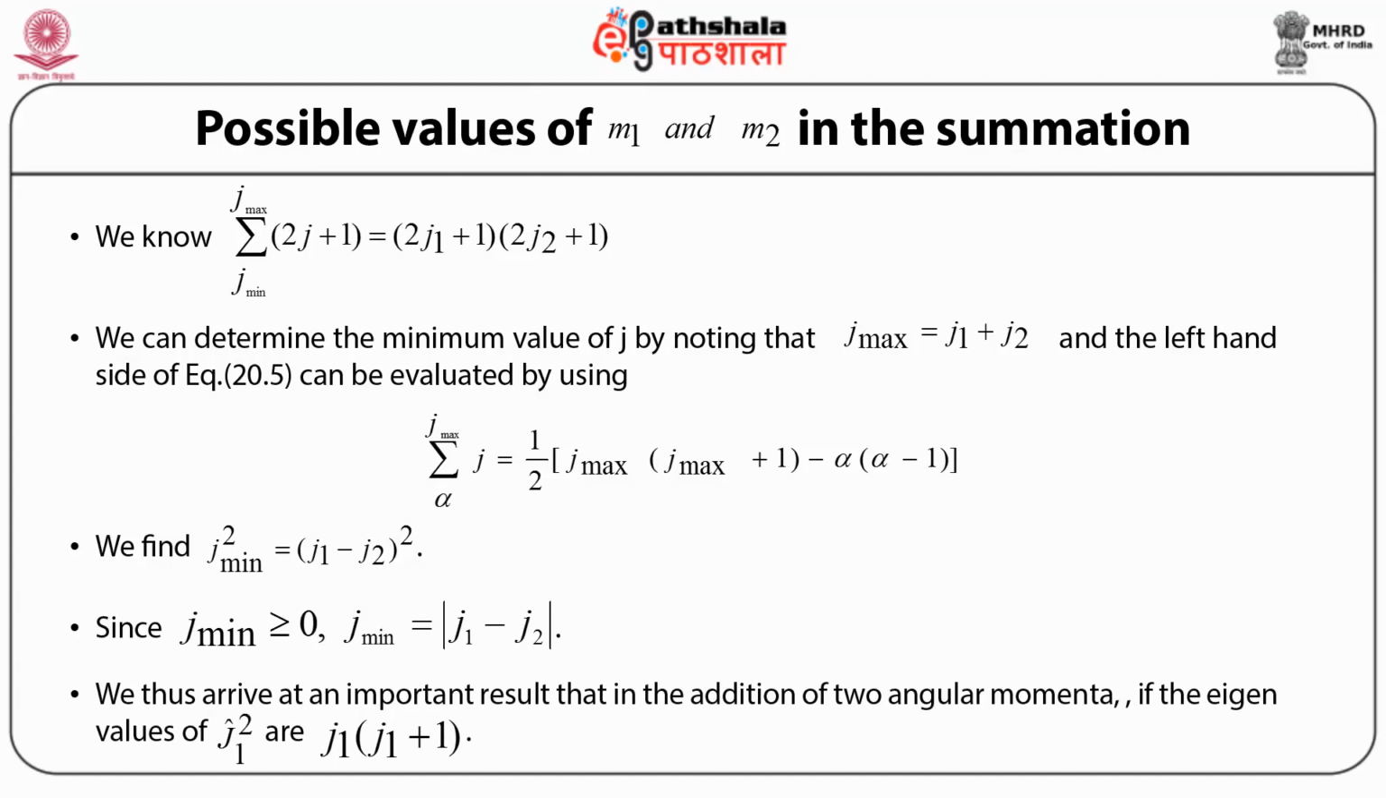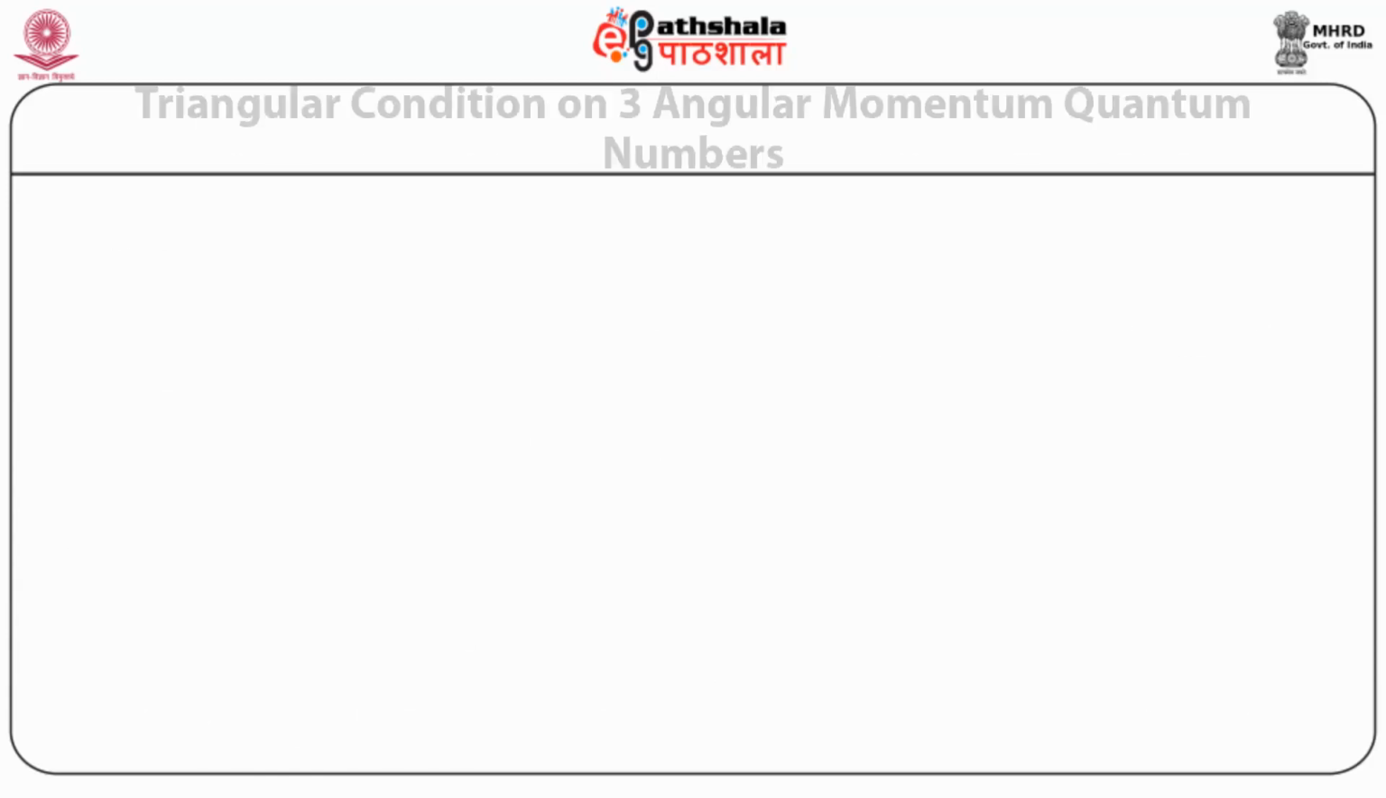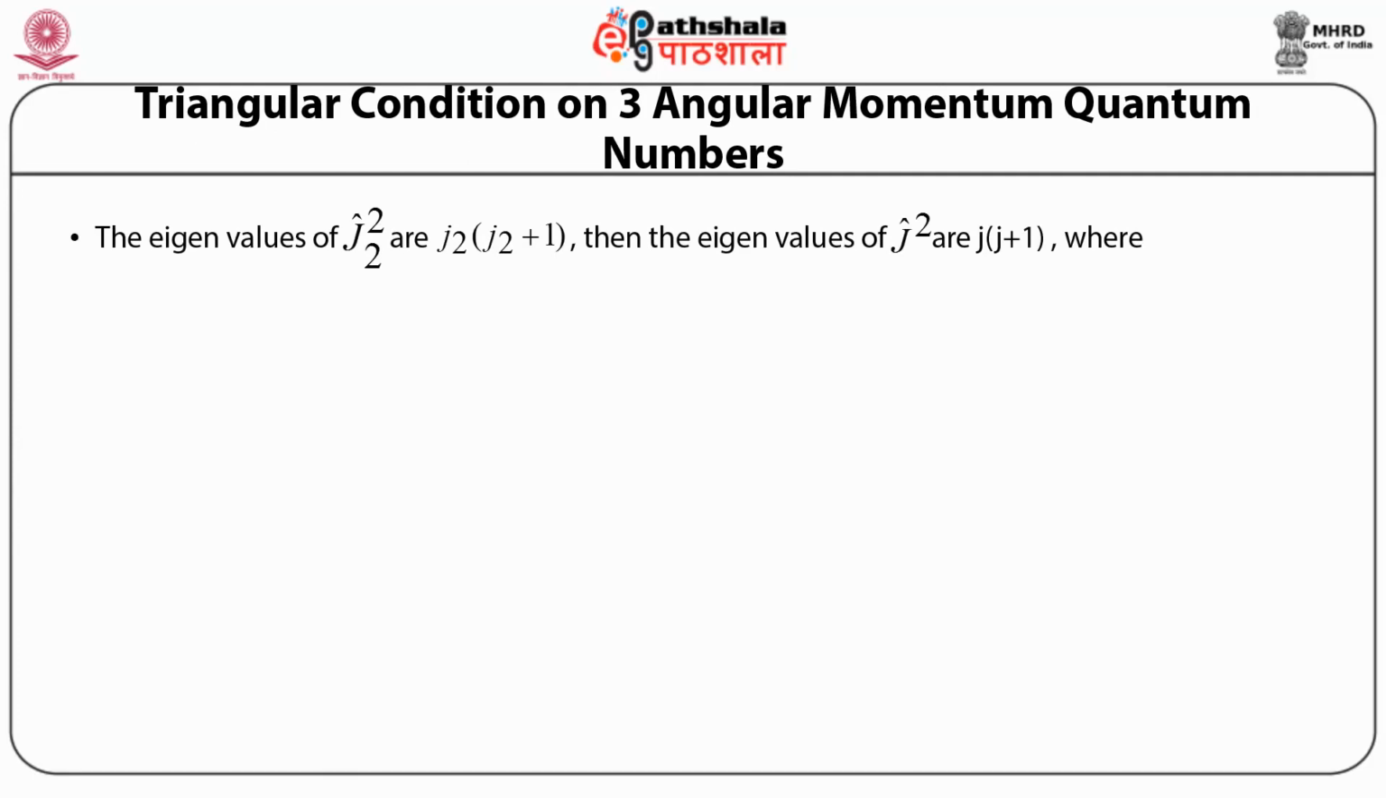We thus arrive at an important result that in the addition of two angular momenta, if the eigenvalues of operator J1 square are given by J1 into J1 plus 1, and the eigenvalues of operator J2 square are J2 into J2 plus 1, then the eigenvalues of operator J square are given by J into J plus 1, where J is equal to J1 plus J2, J1 plus J2 minus 1 and so on till modulus of J1 minus J2.